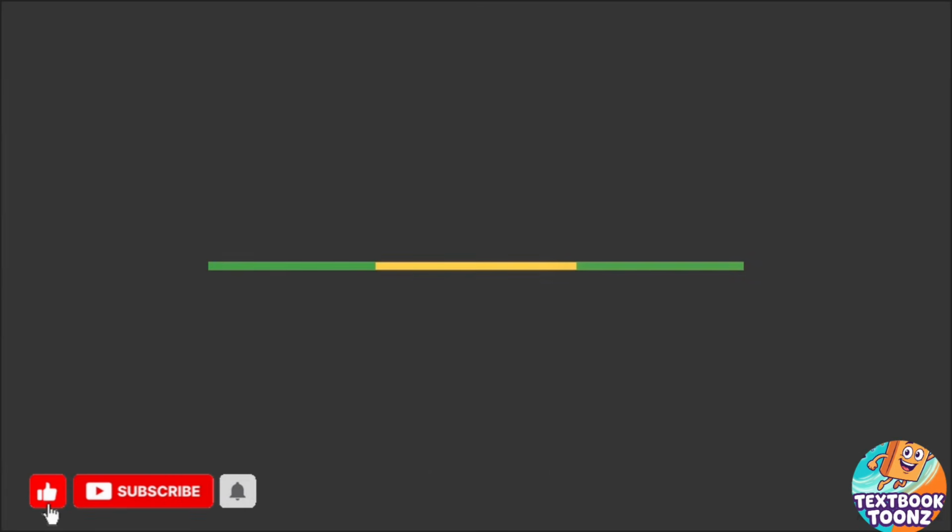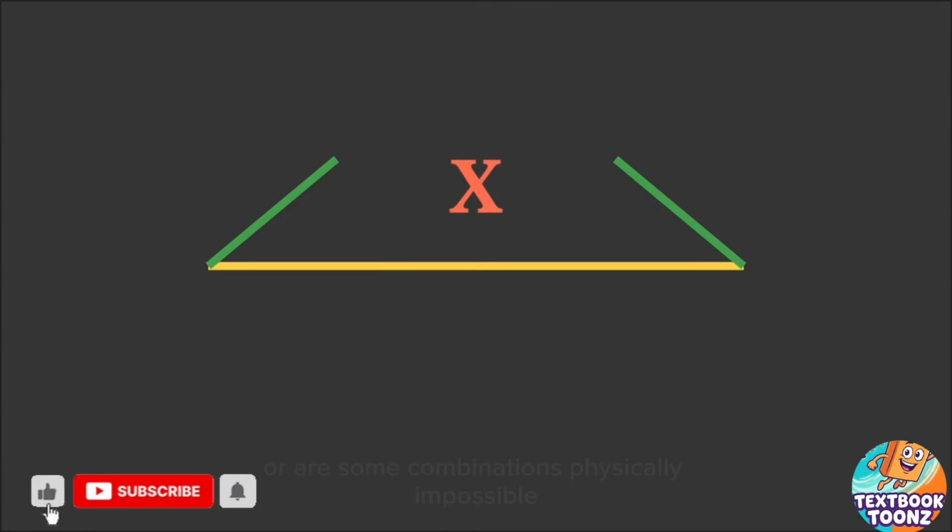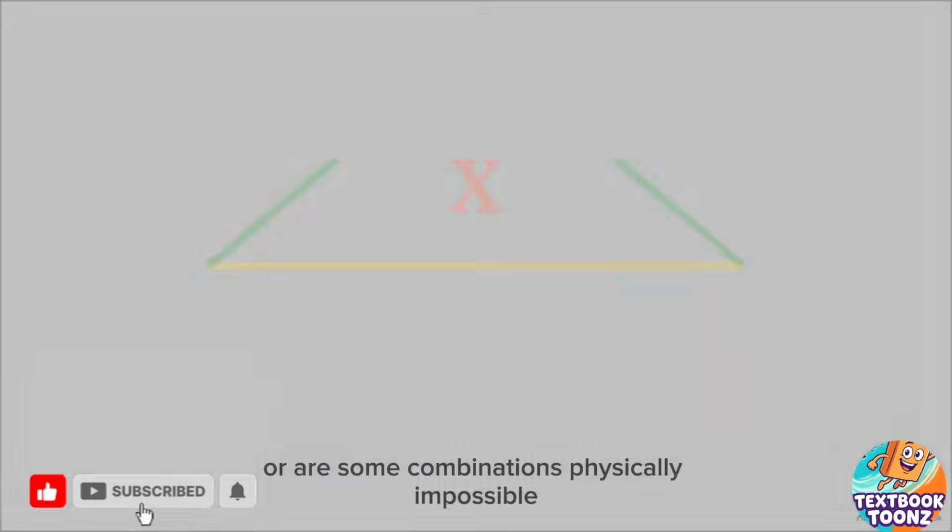Welcome back. To build a triangle, can you use any 3 side lengths, or are some combinations physically impossible? Let's test this with a real-world layout.